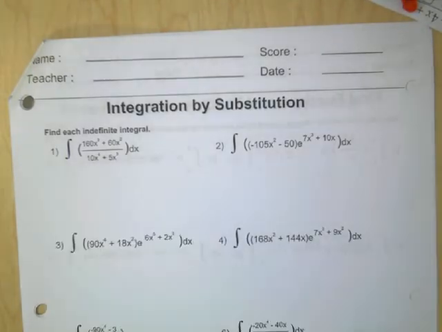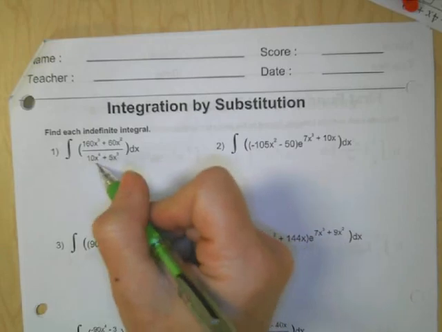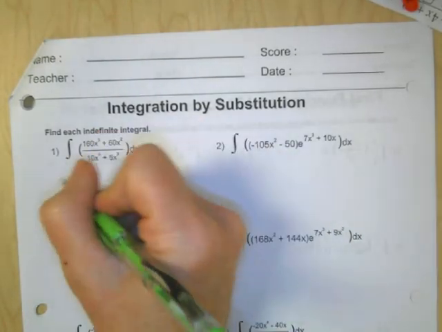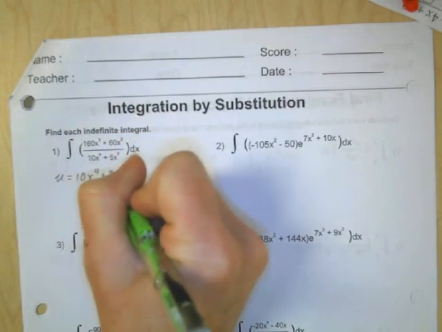So if I look at this, remember to define u. It helps to use the expression that has the higher exponents on x. So that would be x to the 4th. So I believe my u is going to be 10x to the 4th plus 5x cubed.